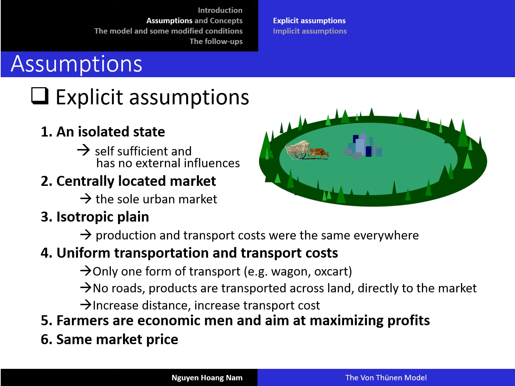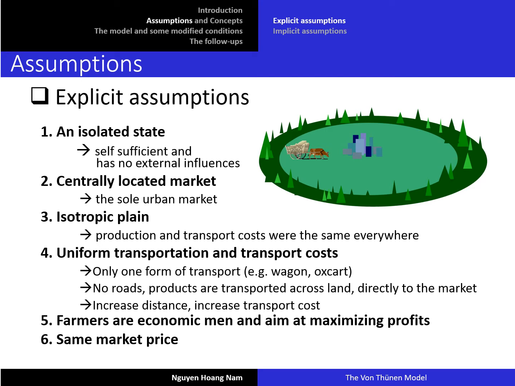Okay, so the first explicit assumption is an isolated state, which assumes that the whole thing here is happening in an isolated state. There's no trade with other states, and the state here is self-sufficient, and there are no external influences from other states.